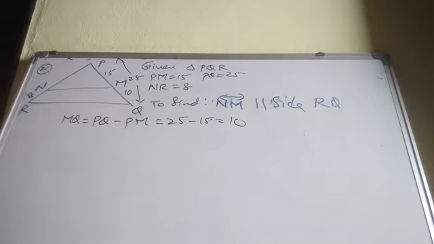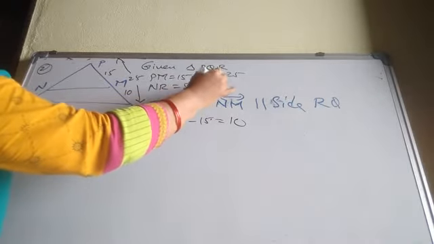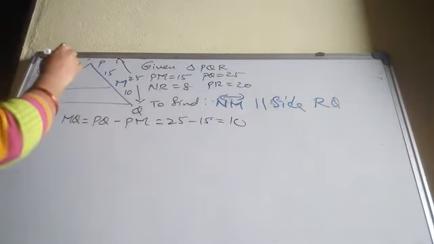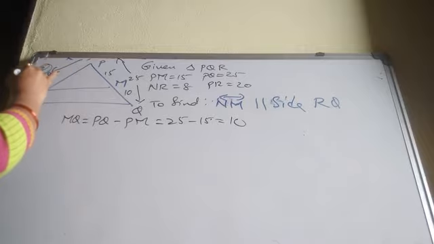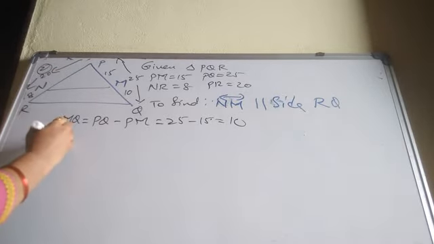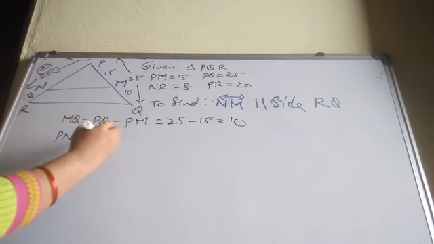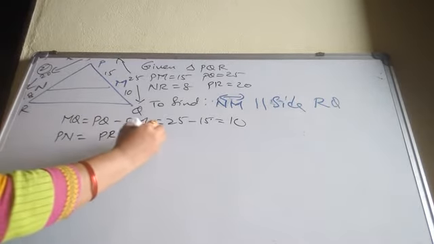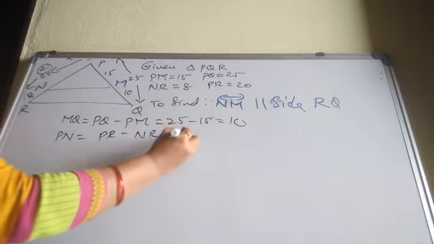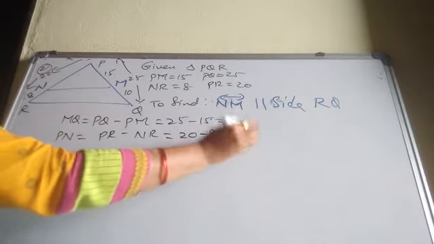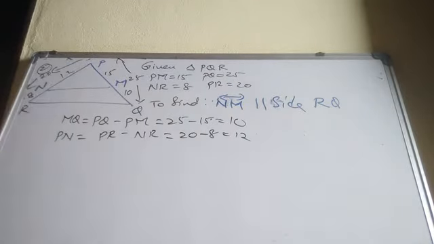Now to find this one, the PR value, PR is also given. PR equal to 20. This total PR is 20. Now we will find the PN value. PN equal to PR minus NR, 20 minus 8 equal to 12. Here we got 12. Students, once again I'll explain.